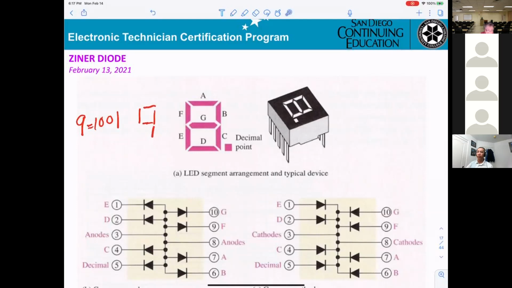See how many segments? 1, 2, 3, 4, 5, 6, 7. Each segment is just one diode. Like number 9, they turn diode A on, B on, C on, F on, and G on. So that's why you can see number 9. They're used everywhere. You must have a 7 segment in your watch. If it's digital, then it must be using a 7 segment.